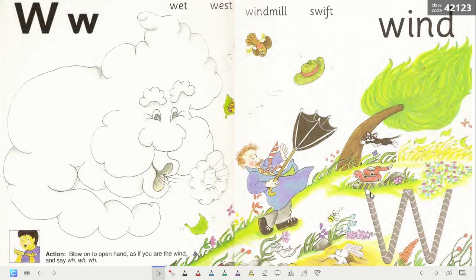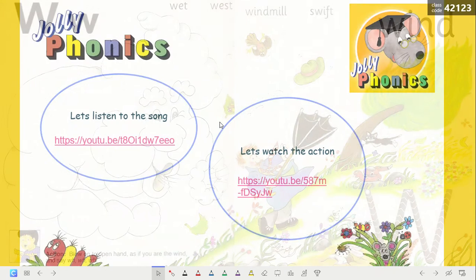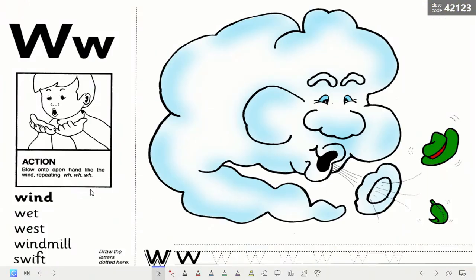Okay, so today we have the sound wah. We have the sound wah. Now listen to the song for the sound wah. Okay, listen. Now how can we write the sound wah, my students?